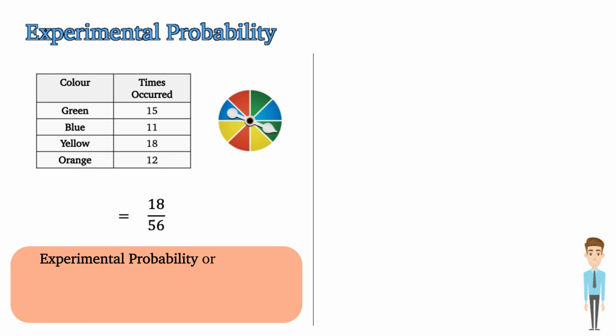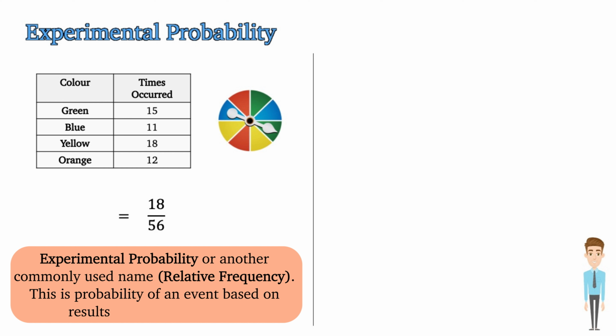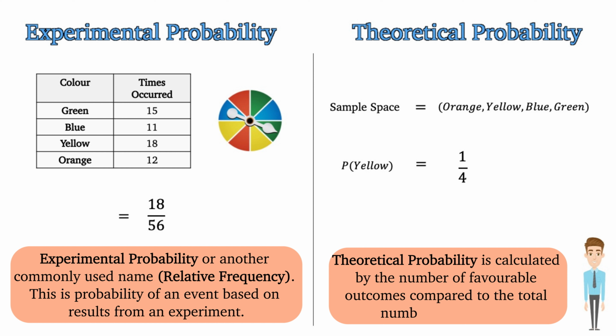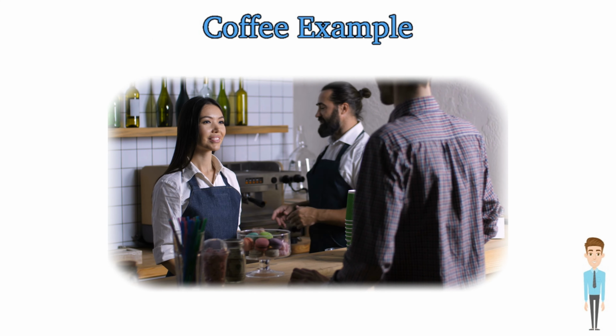Experimental probability, or another commonly used name, is relative frequency. This is probability of an event based on results from an experiment, while theoretical probability is calculated by the number of favorable outcomes compared to the total number of outcomes. It is very important we understand the difference between these two ideas.